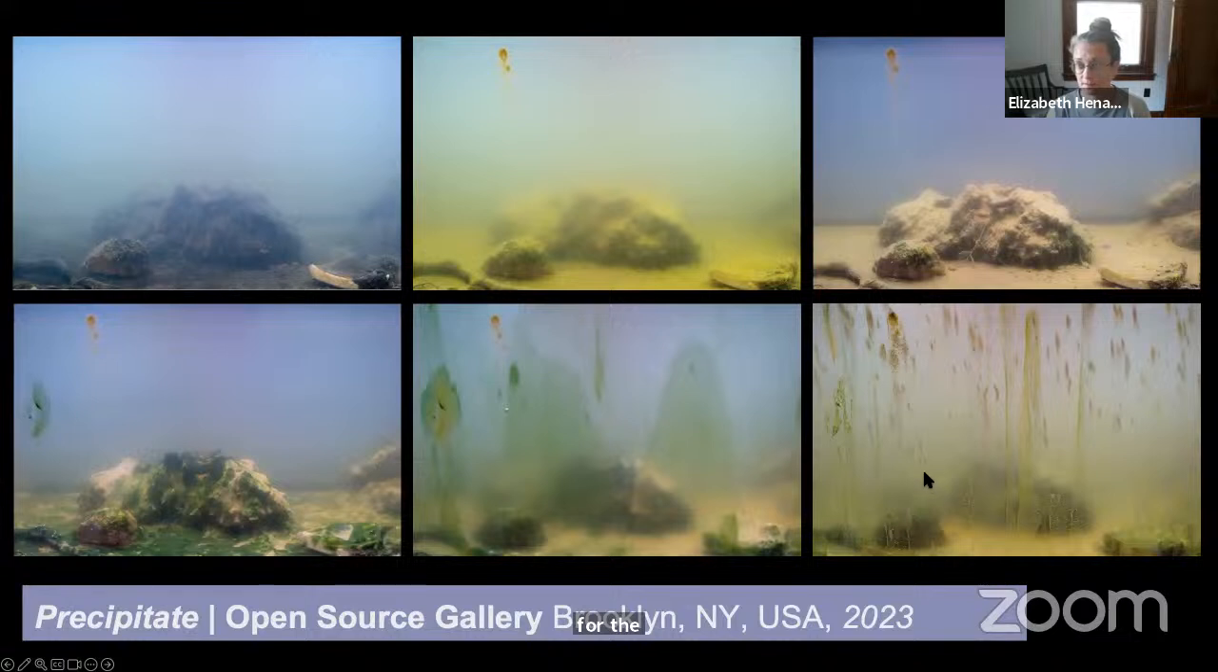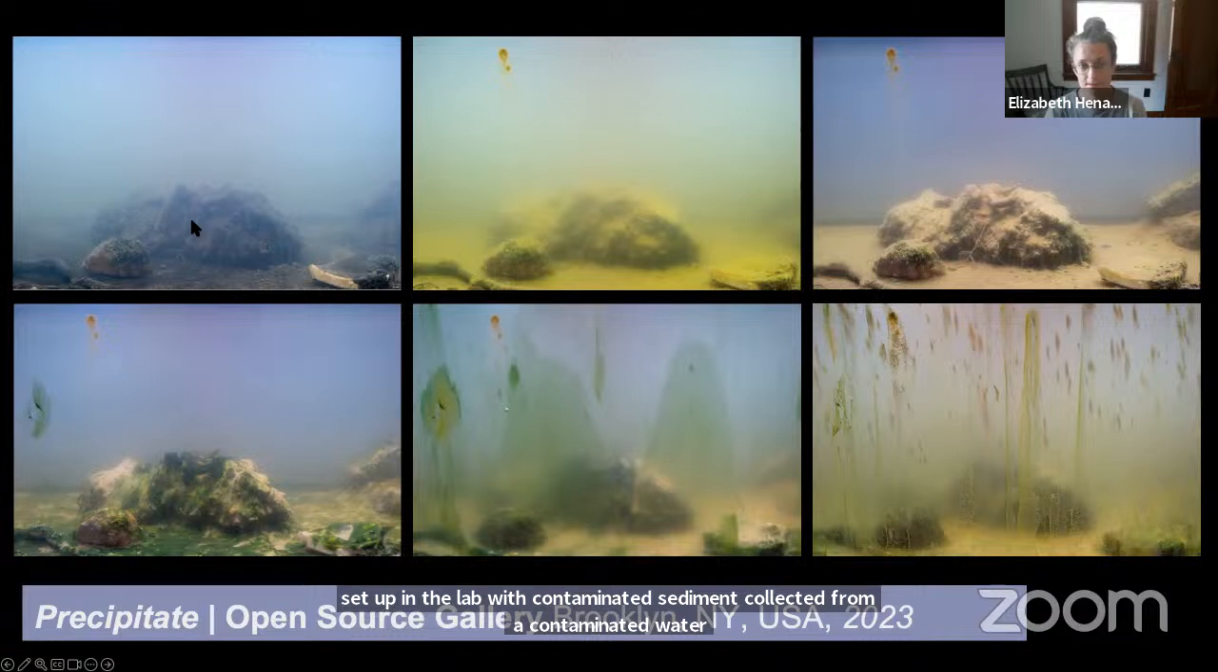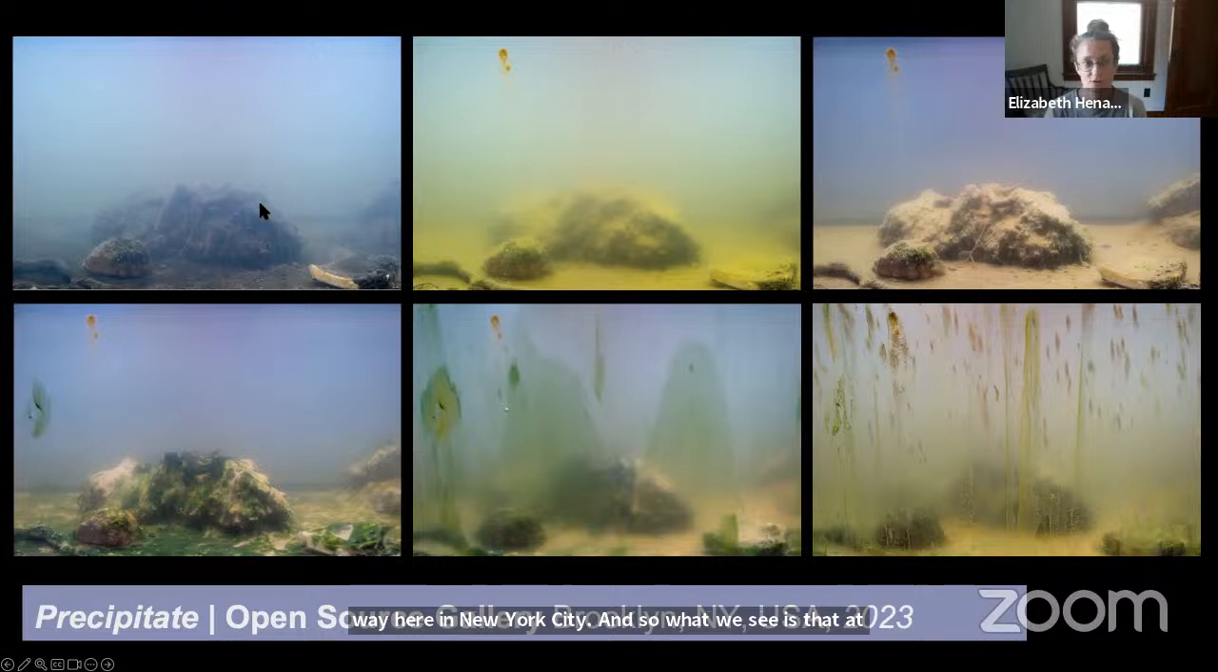What it also means for me is using technology to adjust the scale of human observation to be able to understand microbial systems. This is a set of stills of time-lapse photography of an aquarium that we set up in the lab with contaminated sediment collected from a contaminated waterway here in New York City. At first observation, it looks like there's just nothing happening. It's just this dark black sediment.